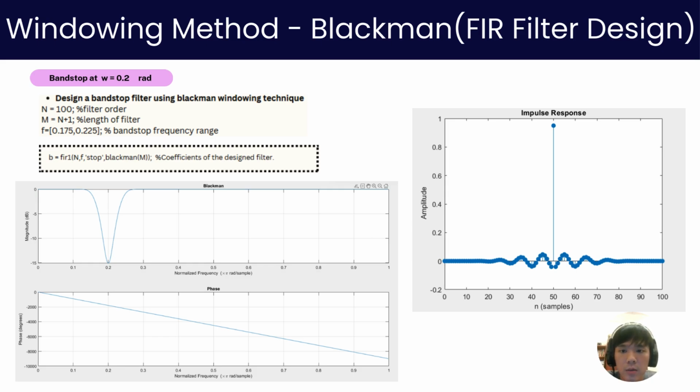We want to design a band stop filter by using the Blackman windowing technique in order to filter out the noise at 0.2 radian. We set the filter order equal to 100 and the length of the filter is 100 plus 1. We also set the band stop frequency range from 0.175 to 0.225. Below here shows the output of the filter with the magnitude of 15 dB, and at the right you can see the impulse response of the filter, and it shows the peak at the middle of the impulse response.